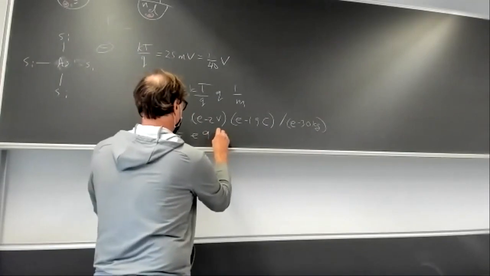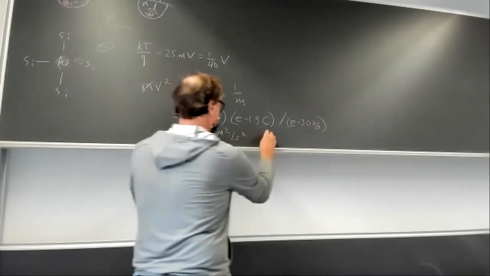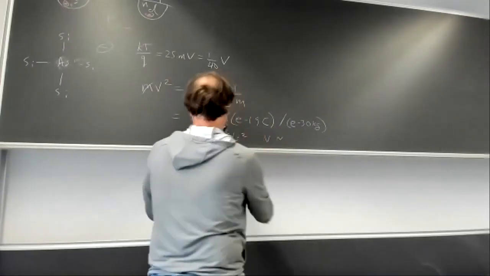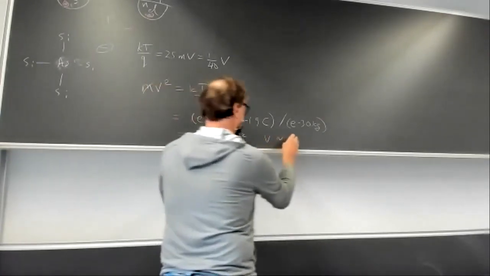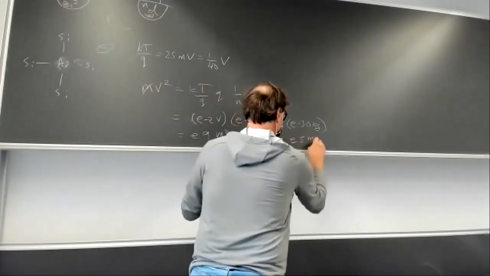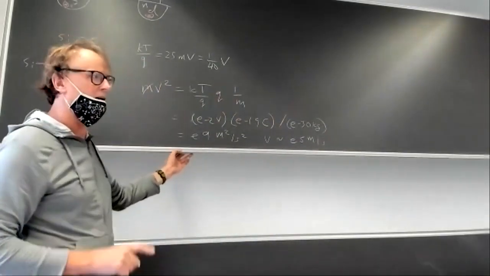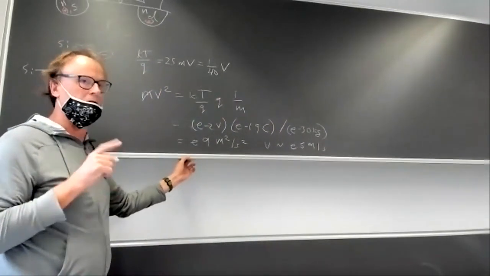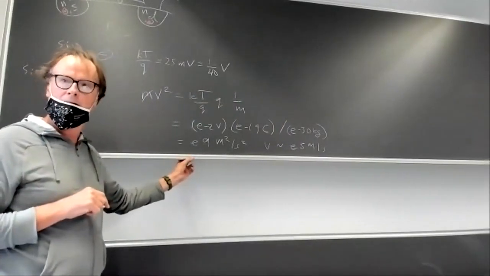E9 meters squared per second squared. Okay, so V squared, so V is approximately, let's say it's 10 to the 9 if you get it right, 10 to the 10 here. So V is about 10 to the 5 meters per second. I know that's about right. 100,000 meters a second, 100 kilometers per second. That's how fast the particles are moving around.